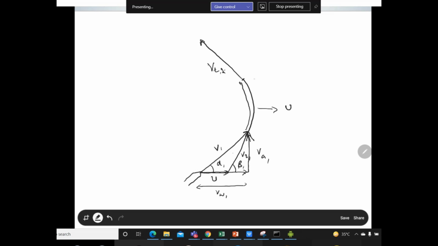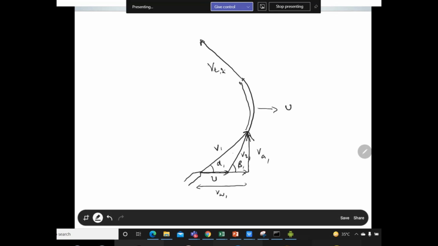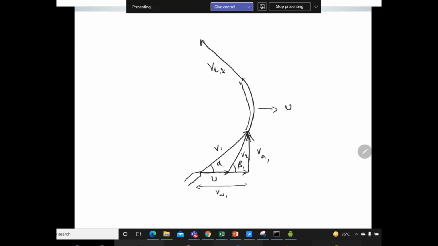Now we have V2 as well, because if there is a V1 absolute velocity at the inlet, there is definitely a V2 velocity at the outlet as well. So we can say there is one component, and this is your V2.